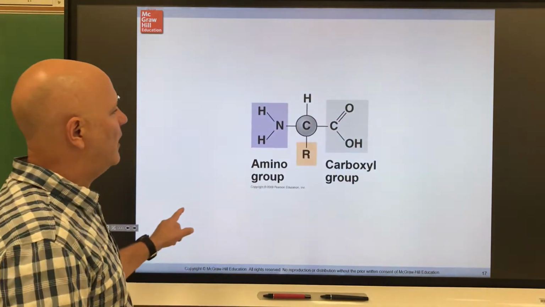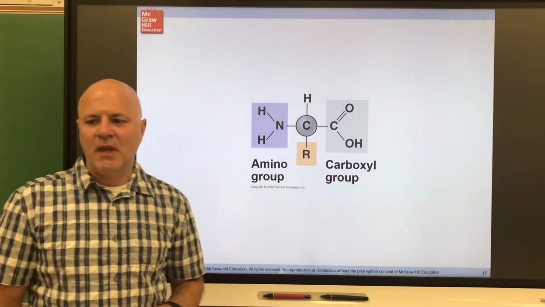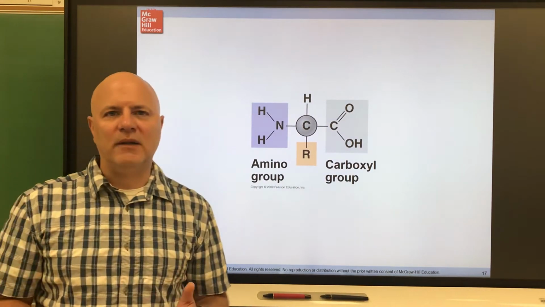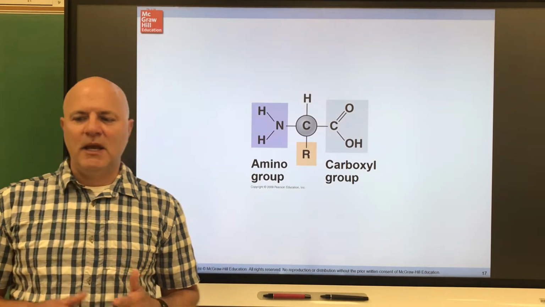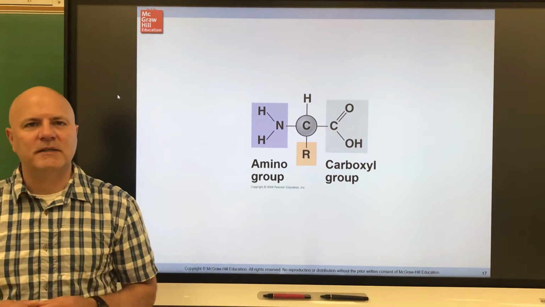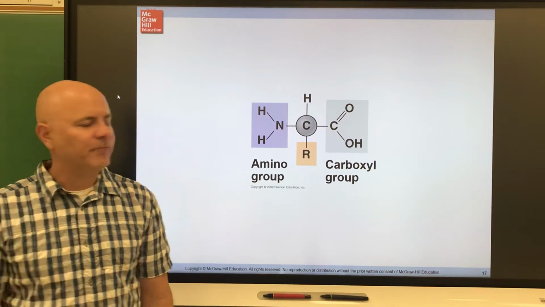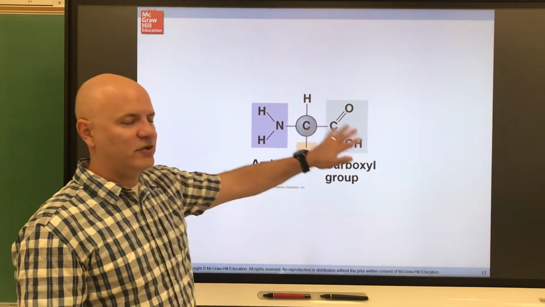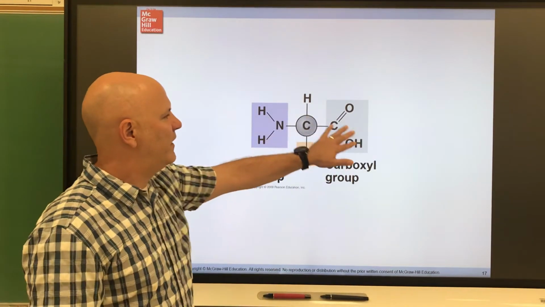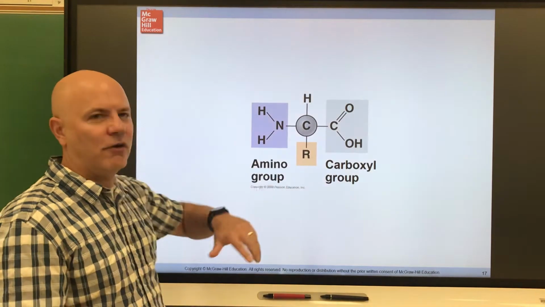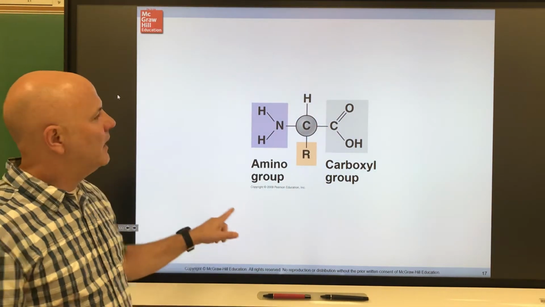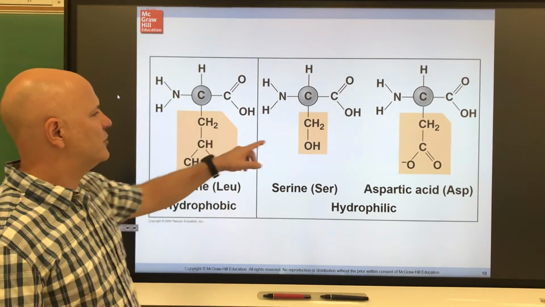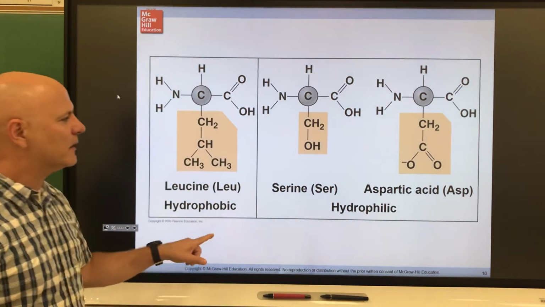So we're going to move on to proteins. Proteins are large molecules composed of amino acids, and there are 20 amino acids that make up all the proteins of life. This is the general structure of those 20 amino acids. This part is the same, and this R group can be different. This is just showing 3 different amino acids here.